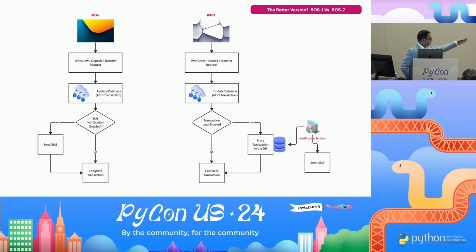You have to look at this a bit carefully, and you have to tell me which one you think is better. In the BOS one, we have SMS notification enabled. The first few steps at the top are the same in both BOS 1 and 2. I hope you can see this. Okay, you can see this.